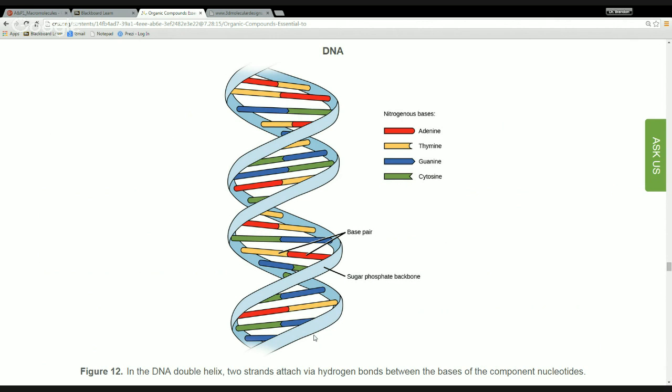RNA has just a single strand, so it looks like half of this, and it doesn't have a helix shape to it. The helix shape comes from the deoxy part of deoxyribose, giving it a sort of a little spin or kink in it. But that's a nucleic acid.